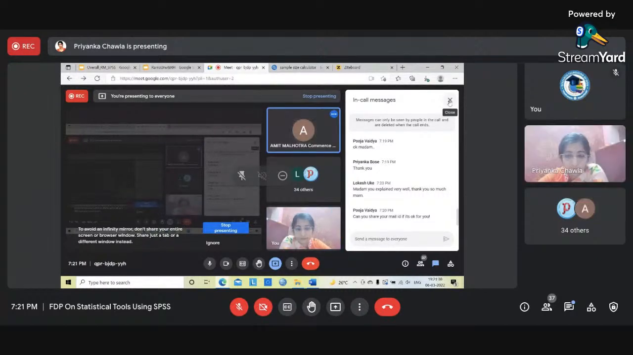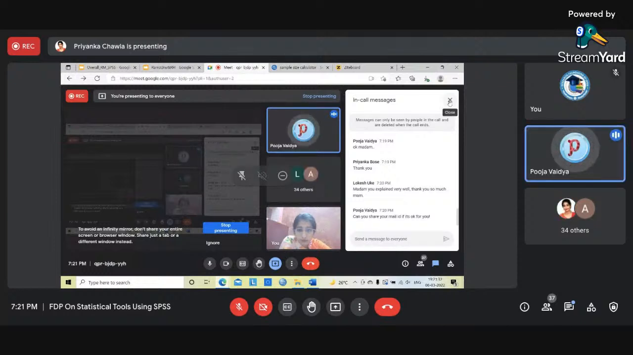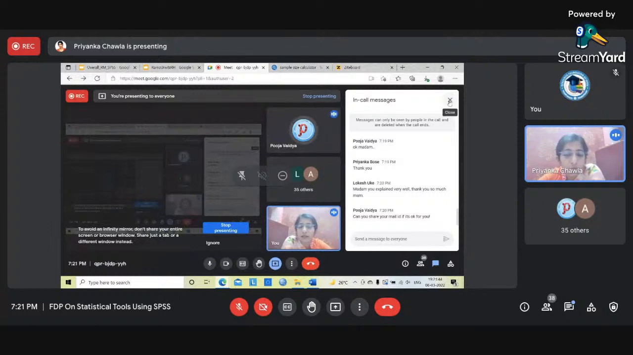Ma'am, Pooja here. Is SPSS the only tool where we can do all the statistical analysis? Because there are many tools freely available. You can do it on Excel, but it is more convenient on SPSS. For EFA, it is better. But if you go for CFA and other versions, you can use R also. And if you don't want to use SPSS for descriptive data, t-test or chi-square test, you can use R.